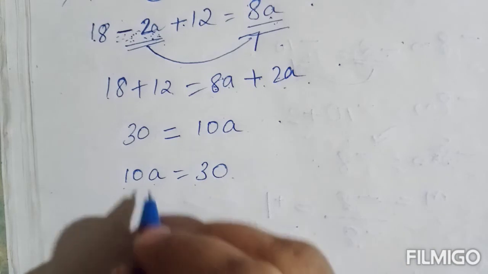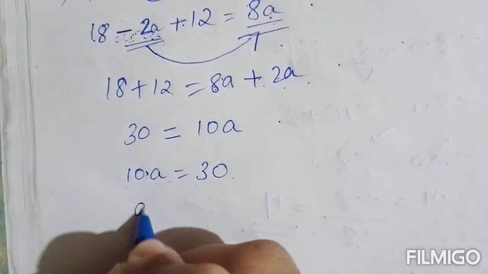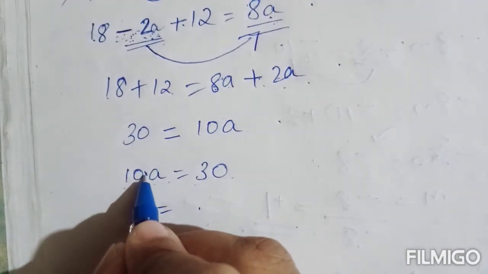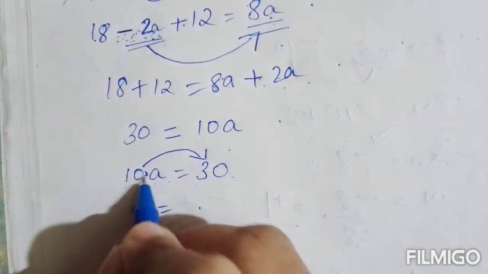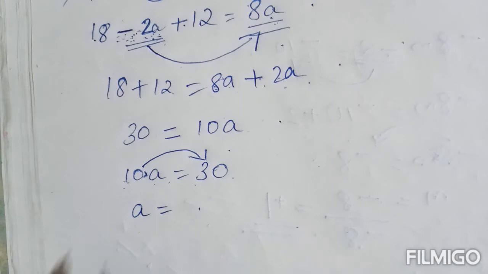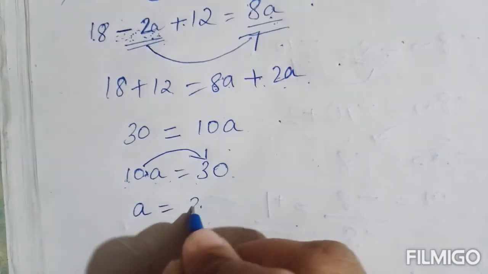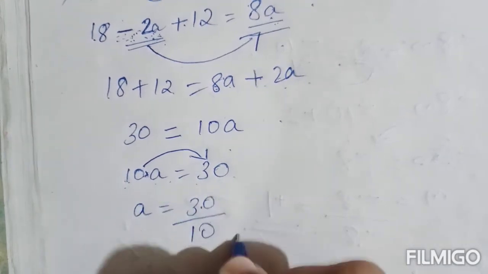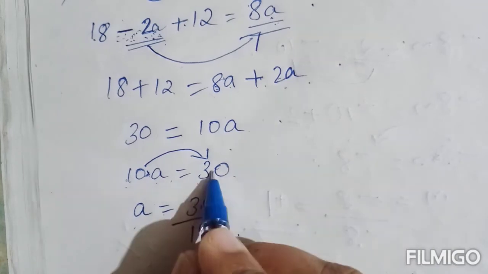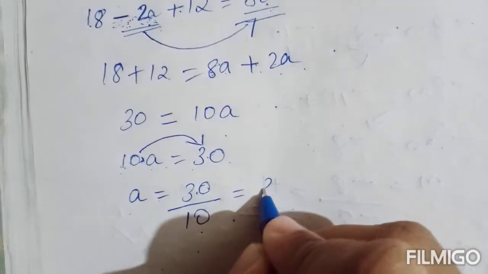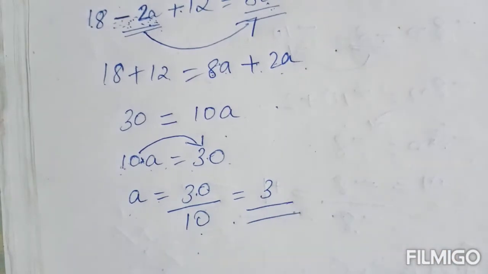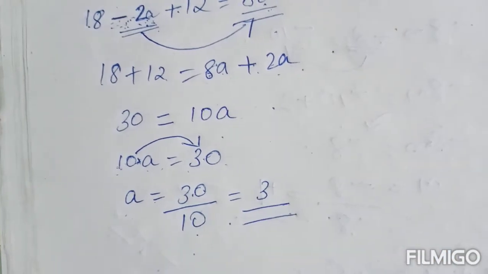10a equal to 30. From this we have to find the value of a. So for that we are transferring or taking this multiplication 10 to the other side. Multiplication 10 on taking to the other side, it will be divided by 10. So a equal to 30 divided by 10. 30 divided by 10 it is 3. So a equal to 3 will be the answer. Okay.